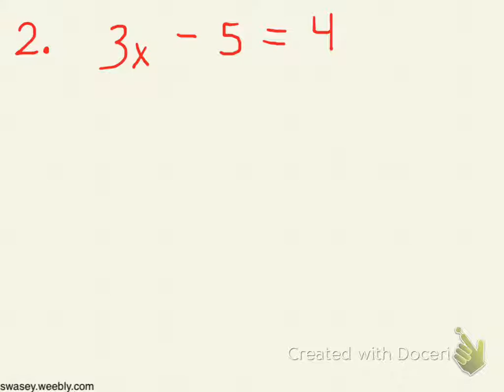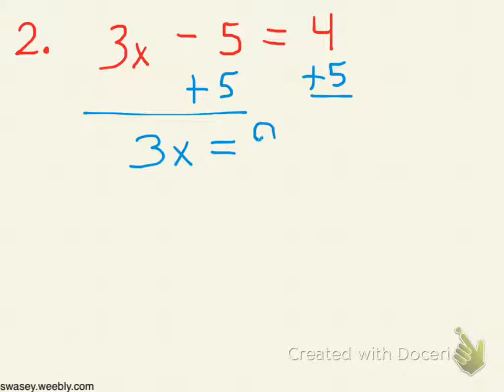To get rid of the minus 5 here, we'll add 5 to each side. 4 plus 5 gives us 9. And to get rid of multiplying by 3, we'll divide both sides by 3.